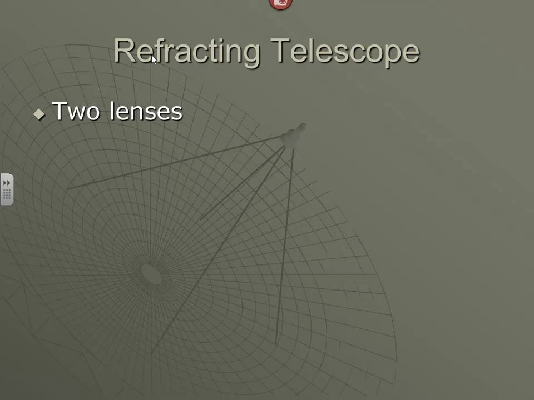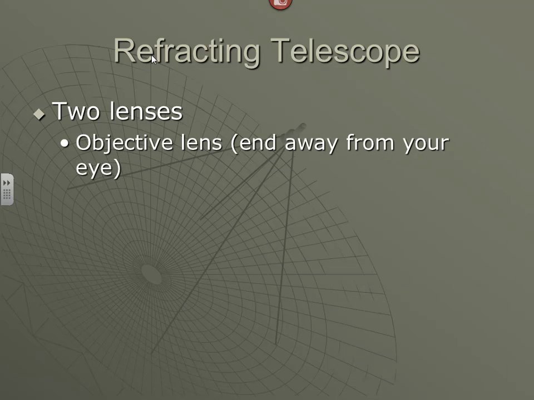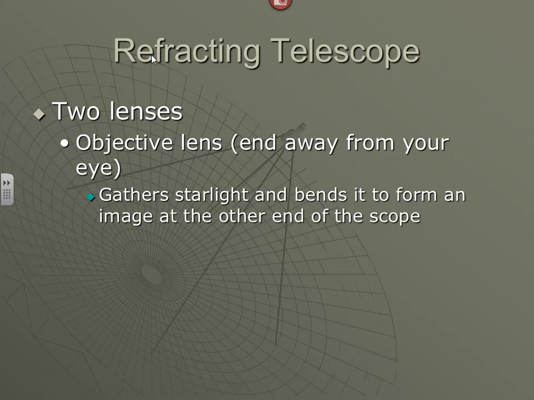Within optical telescopes, there are two kinds: refracting telescopes and reflecting telescopes. Refracting telescopes use two lenses to focus the light. One of them is called the objective lens. The objective is always at the end of the telescope that's away from your eye. The purpose of the objective lens is to gather the light and bend it to form an image at the other end of the scope.